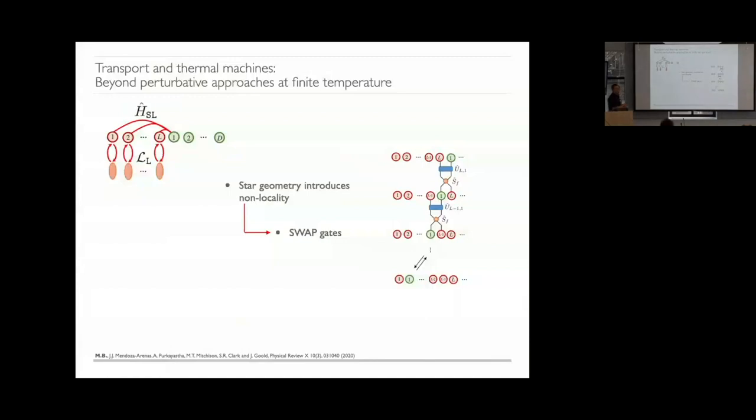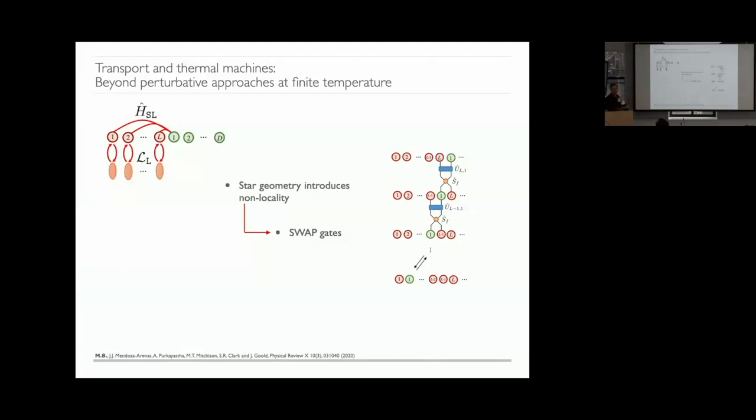All right, there's going to be two complications. The first one is that the star configuration that I described before leads to non-local interactions between your system and your bath, okay? To those of you initiated in the subtle art and the kung fu of MPS, know that long-range interactions are usually a problem, okay?